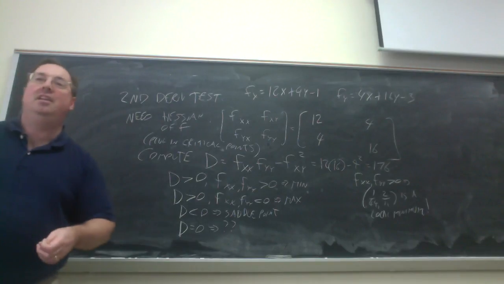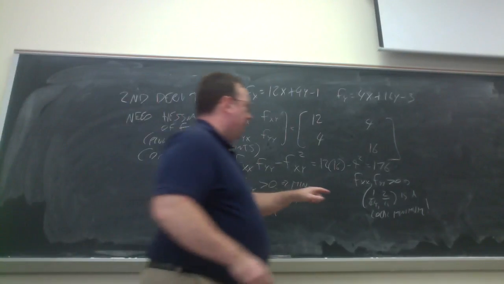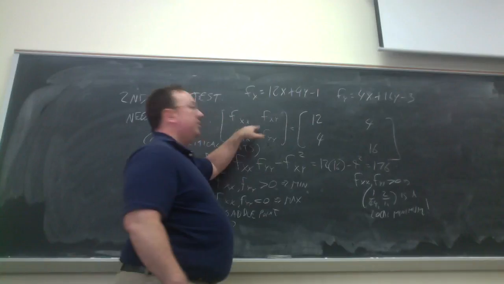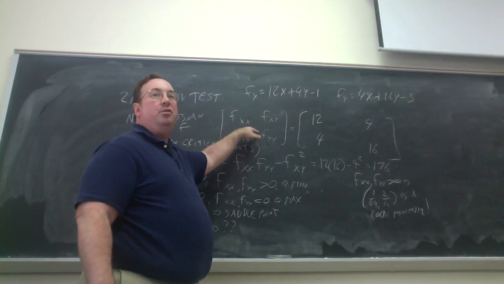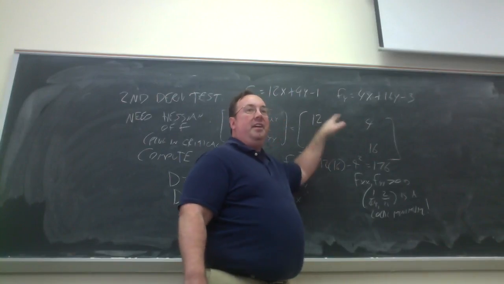Yes. So this would be a max. 1 over 44 and 2 over 11 will have to be negative. Not the second partial derivatives, fxx, fyy. Those would be 12 and negative 16. Yeah. Yes. So these entries. That's right.